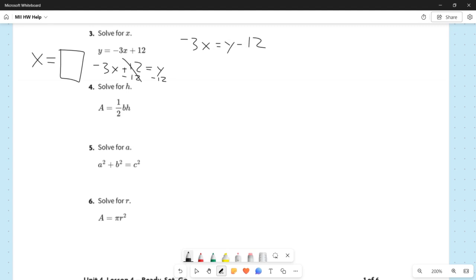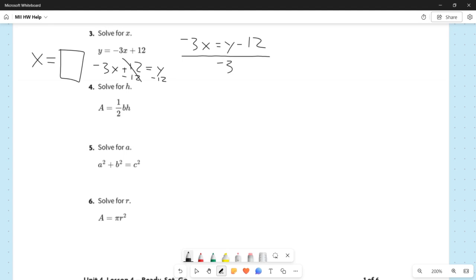The only other thing that I need to do here in order to get x by itself is deal with that negative 3. The negative 3 and the x are being multiplied together, which means if I want to get rid of it, I want to divide by negative 3. And anything I do to the left, I have to do to the right.